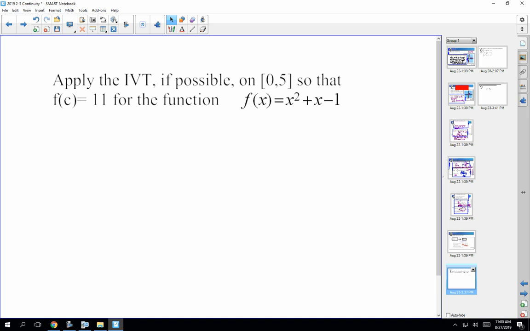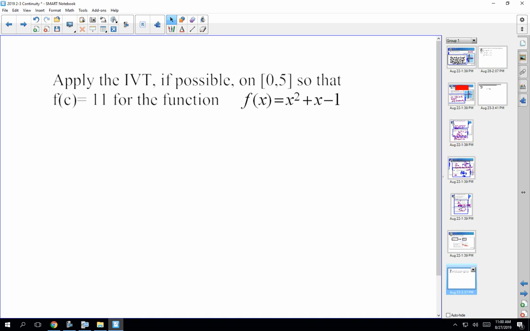So we're going to apply the IVT, if we can, on the closed interval from 0 to 5, so that f of c equals 11 for the function. So let me write that down. There's a specific function, then we'll go ahead and do it. Intermediate value theorem.